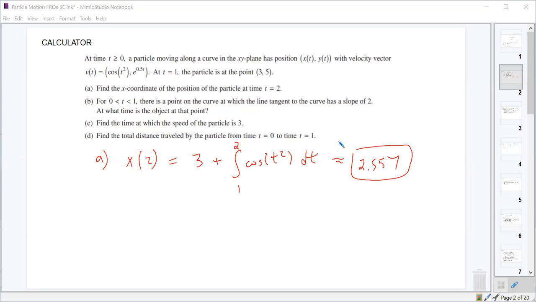Part A should have been really, really straightforward. Hopefully you did not forget the initial condition there. T equals 1 is at 3, 5. You got 1 point for having the right integral, 1 point for using the initial condition, and 1 point for the final answer. So that's actually worth 3 points for that minimal amount of work. Everybody good there with part A?